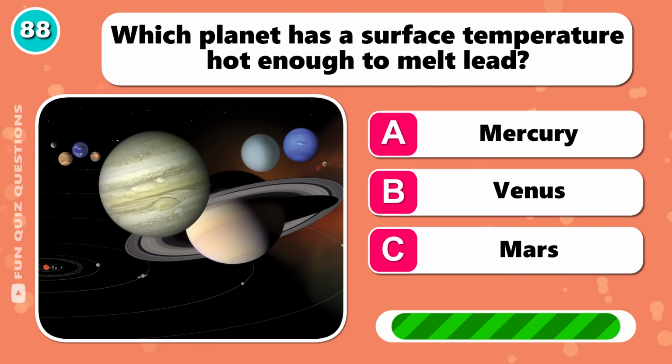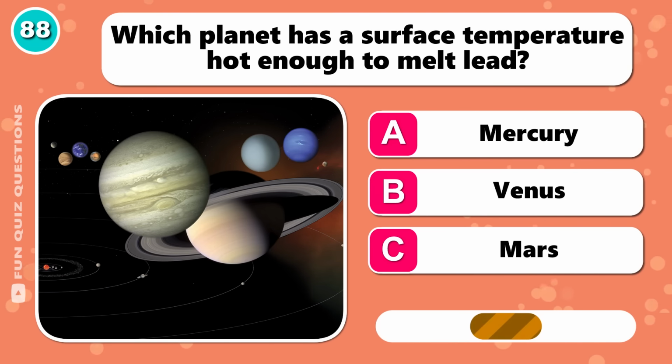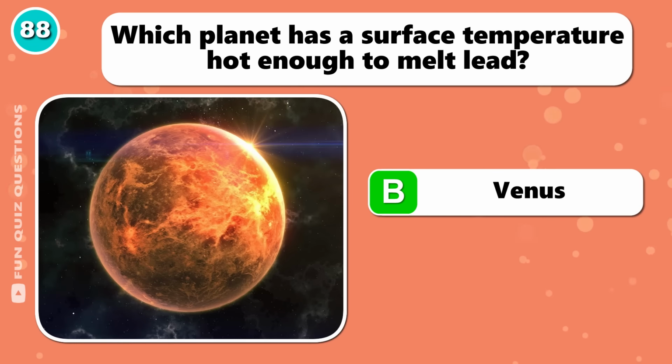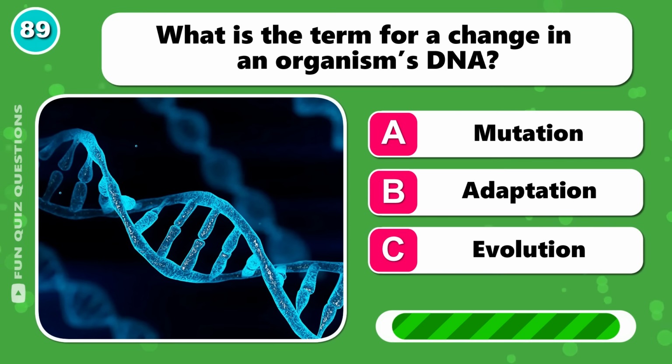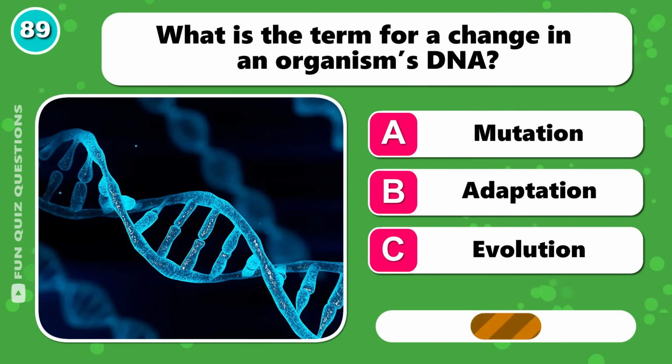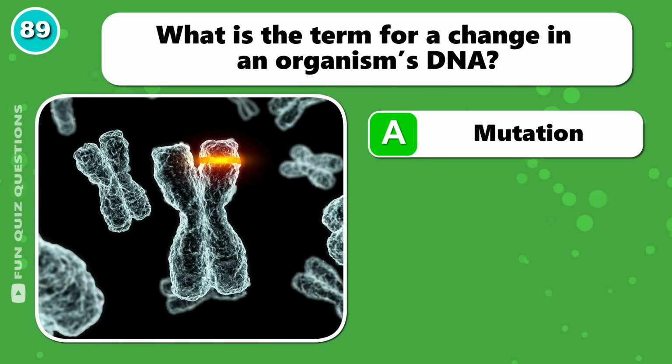Which planet has a surface temperature hot enough to melt lead? Yep, B. Venus. What is the term for a change in an organism's DNA? That's it, A. Mutation.